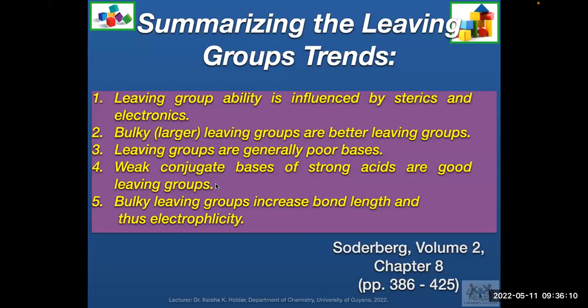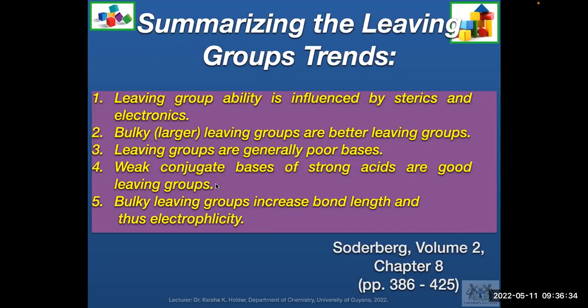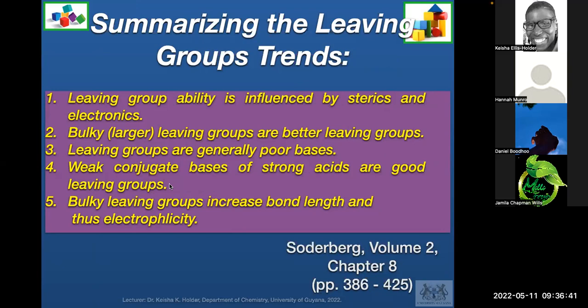Leaving groups are generally poor bases, and if we are wondering what poor bases look like, we don't need to look too far. We can see that weak conjugate bases of strong acids are good leaving groups. So you don't have to memorize a whole list of compounds because you actually know them already, and you just now can draw from that pool of compounds that you are already familiar with, except that now you're adding a new layer of characteristics to that pool, basically.